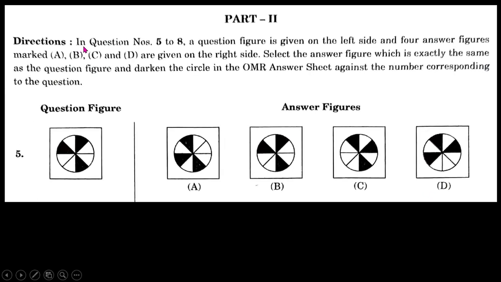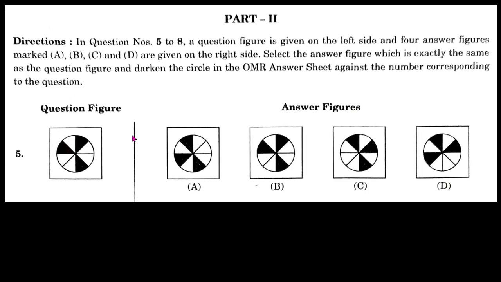Directions. In question numbers 5 to 8, a question figure is given on the left side and four answer figures marked A, B, C and D are given on the right side. Select the answer figure which is exactly the same as the question figure and darken the circle in the OMR answer sheet against the number corresponding to the question.